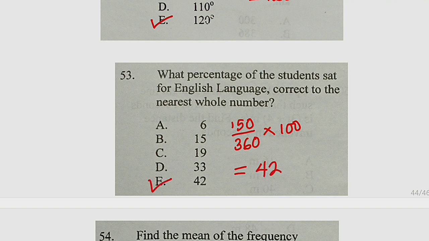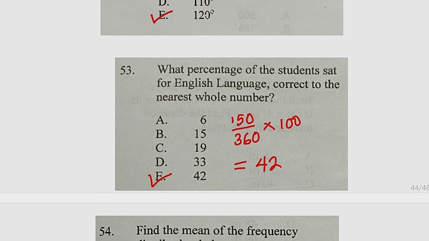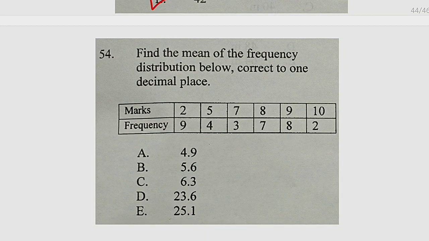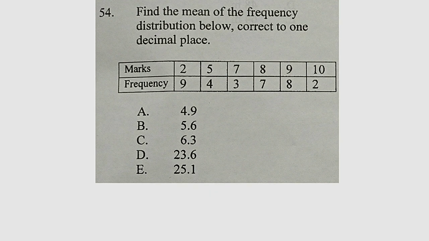Now let us move on to question number 54. We are asked to find the mean of the frequency distribution below, correct to one decimal place. Remember our formula, x bar, which is the mean, is equal to the summation of f multiplied by x divided by the summation of f.